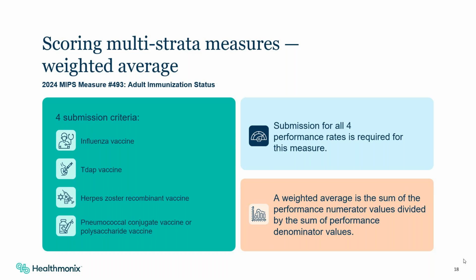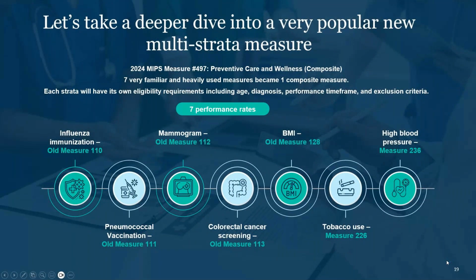So to do this reporting where you have equal weight provided to each vaccine, the weighted average sums all the numerator values across the 4 strata, and the denominator is going to be the sum of all the denominator values. Once we get into Measure 497, there will be a more tangible example for us to really see how that roll-up looks. And for that, I'm going to pass it over to my colleague Josh to delve into Measure 497.